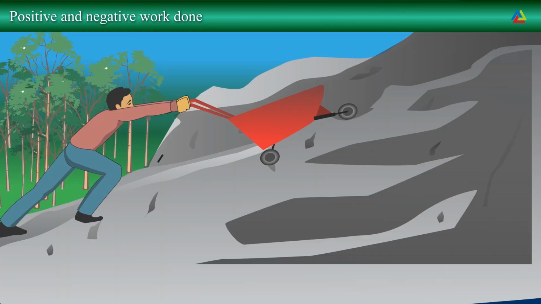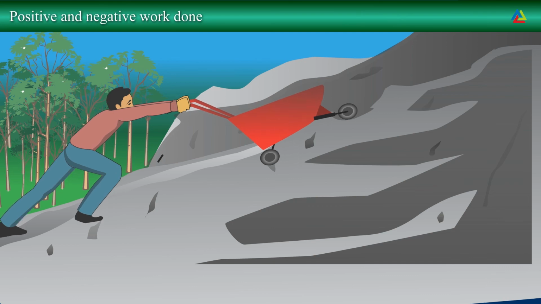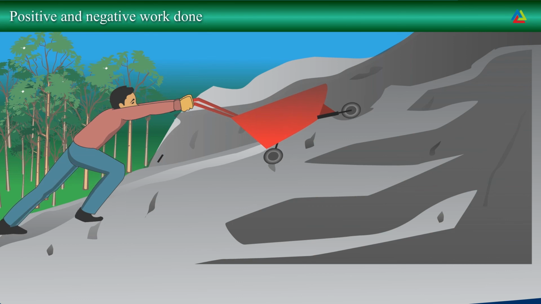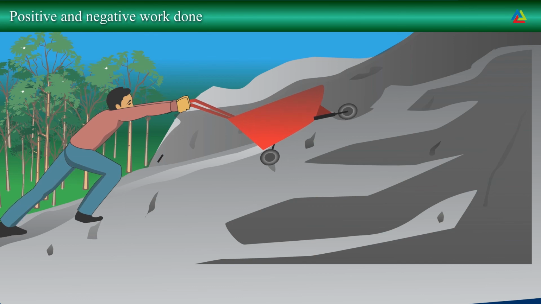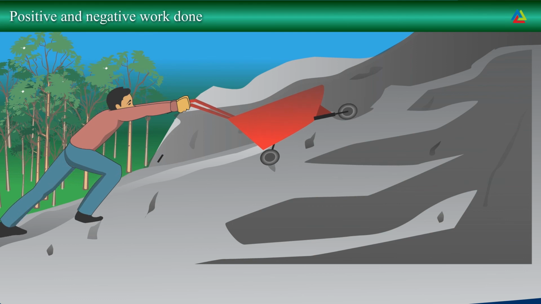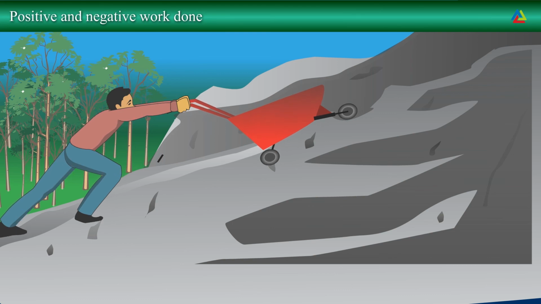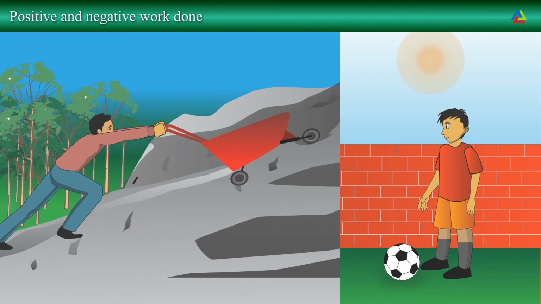In the second example, the boy is trying to push a trolley up in a hilly region. He is applying a force in the upward direction, but the trolley is moving downward. Here, the direction of force applied is opposite to the direction of displacement. Hence, the work done is negative. When the force acts in a direction opposite to the direction of displacement, the work done is negative.